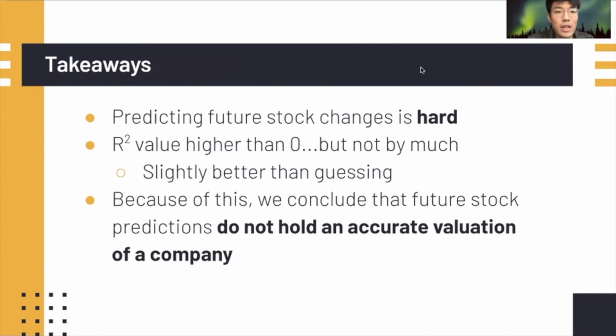Here are some takeaways. Predicting future stock changes is hard because we need to keep track of a lot of stuff, and the R-squared value is higher than 0, but not by much, slightly better than guessing. Because of this, we conclude that future stock predictions do not hold an accurate valuation of a company.